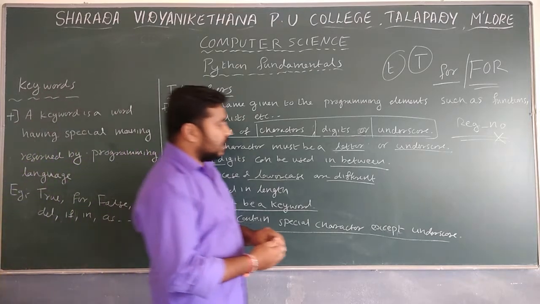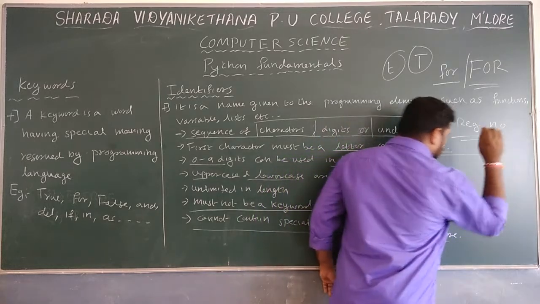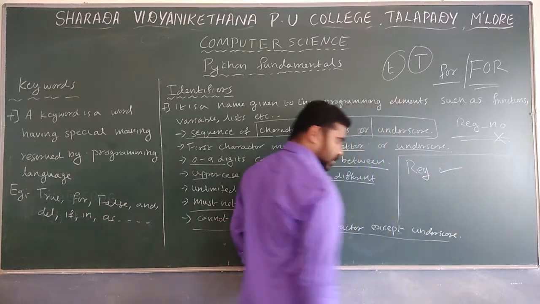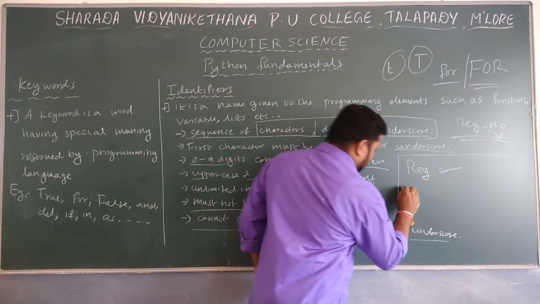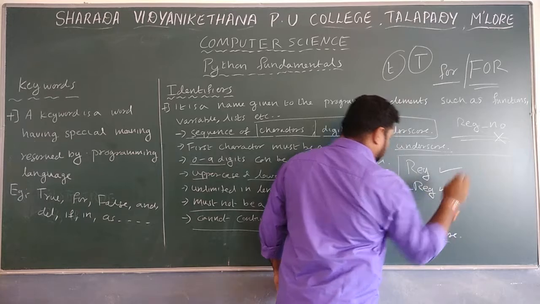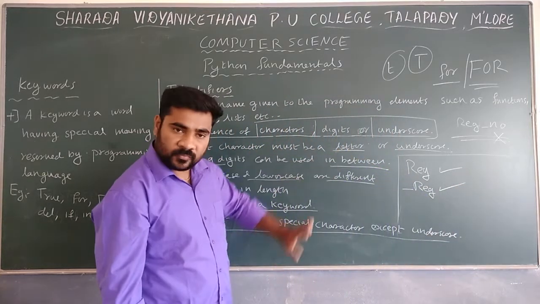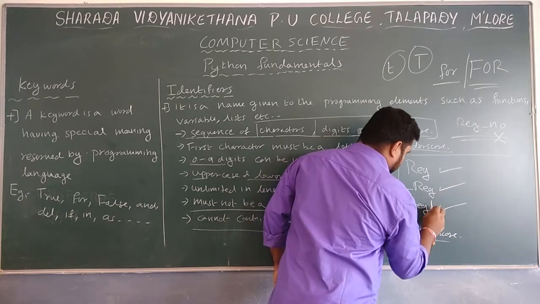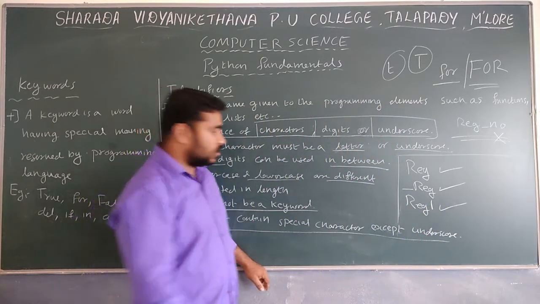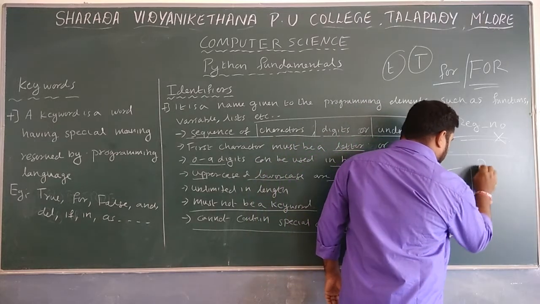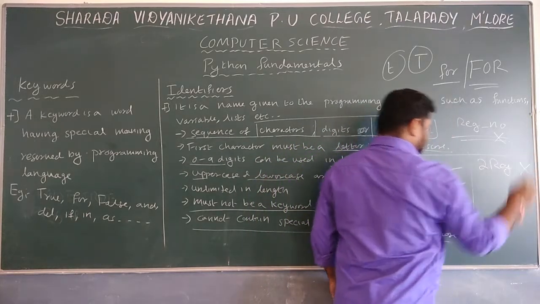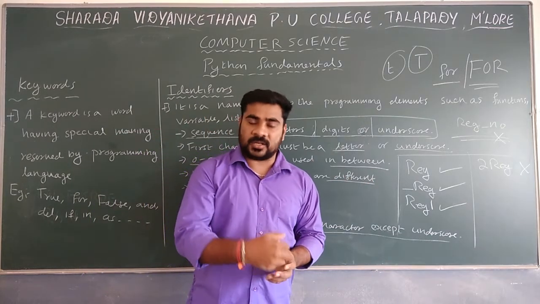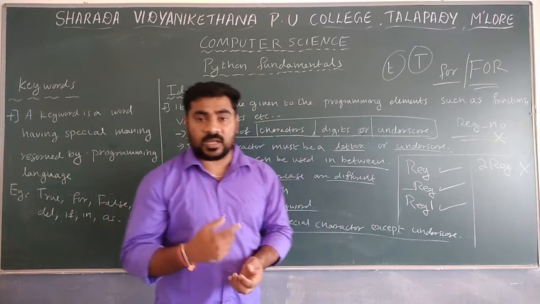Whenever you take examples, let me write some examples here. One example: register number. Only letters are there. Next, I use underscore register. This is also possible. You can start with underscore. Register 1 is also possible. Now one more thing here: 2 register. This is not possible, because an identifier should not start with a number.